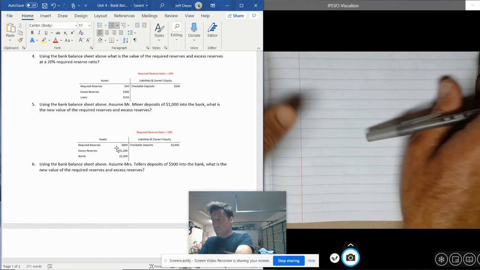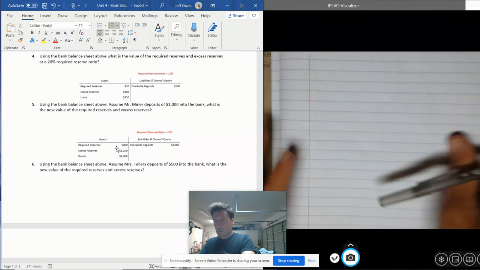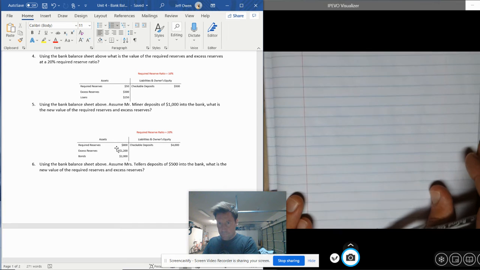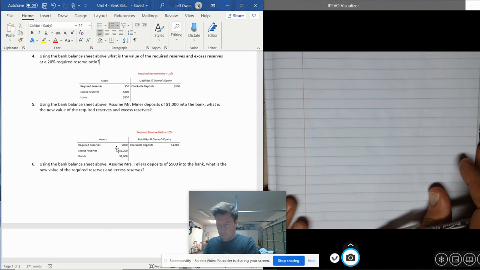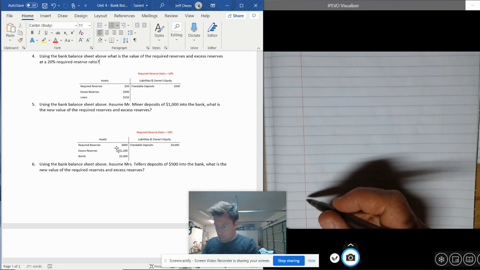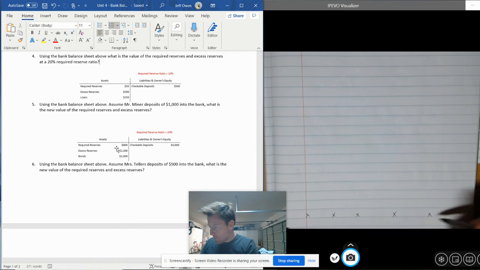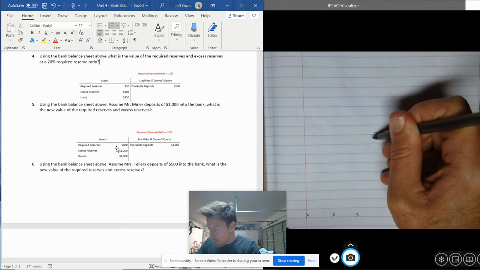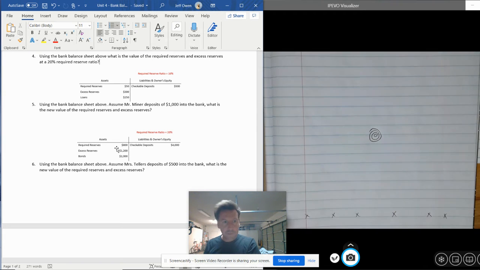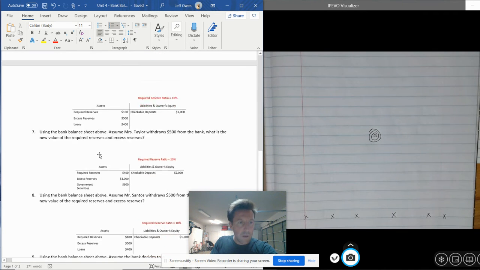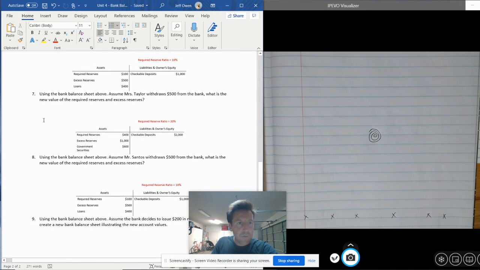Let's flip this bad boy. This time I'll add my markers at the bottom of the page so I don't cut off on you guys again. Sorry about that. All right, number 7. Using the bank balance sheet above, assume Ms. Taylor withdraws 500 from the bank.